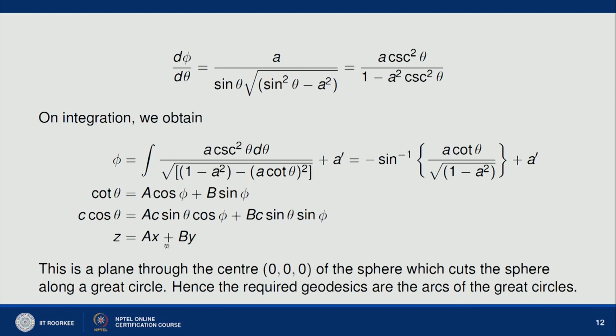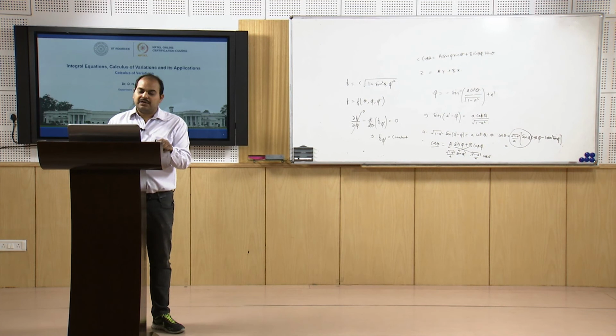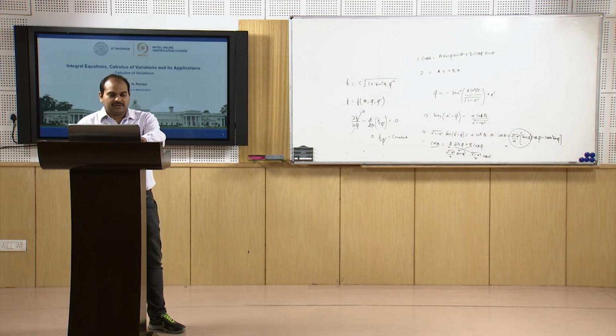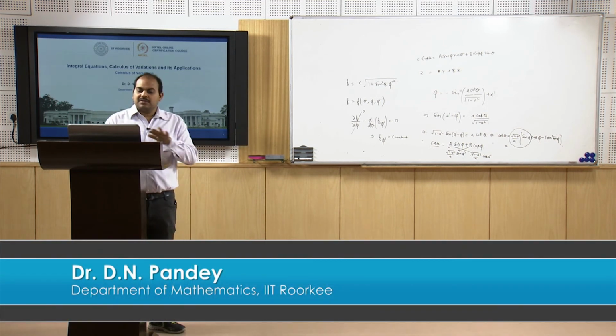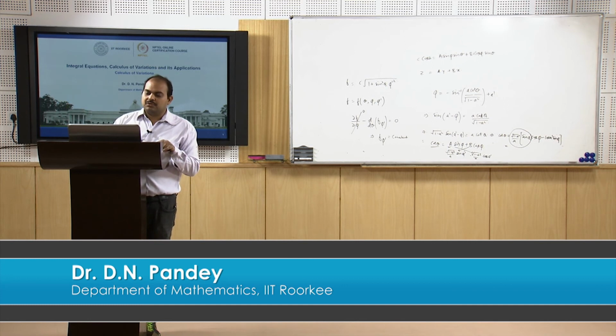So we can say that the curve which minimizes the functional is basically a plane through the center of the sphere, which cuts the sphere along a great circle. So here we can say that the required geodesics are the arcs of the great circles. Before stopping, one point on this example: whether it is z equal to ax plus by, or it is given as ay plus bx, anyway it is a plane passing through the center of the sphere.